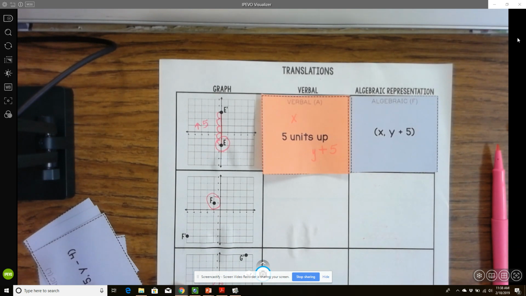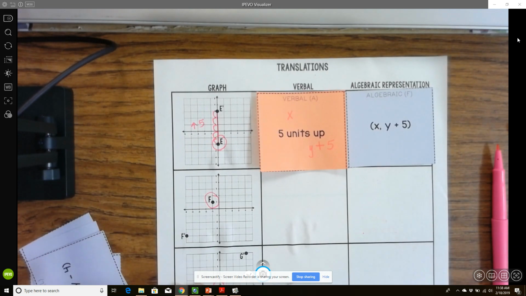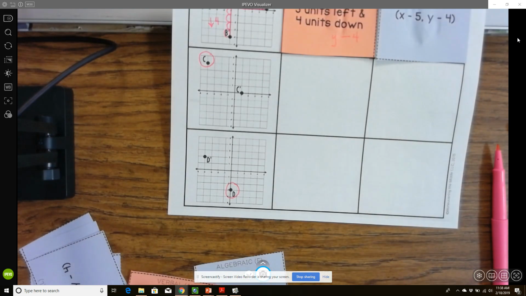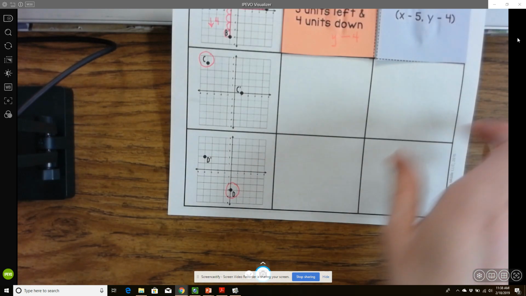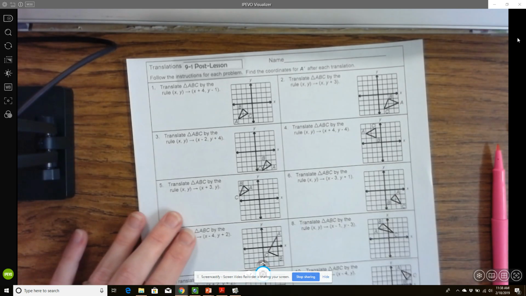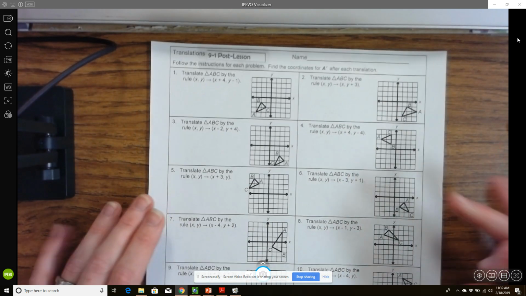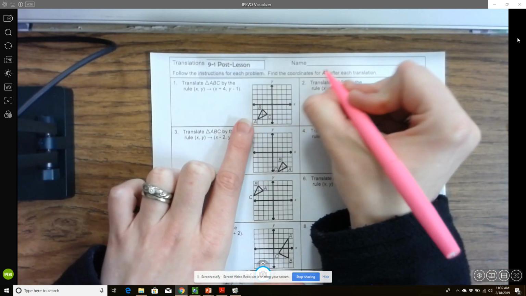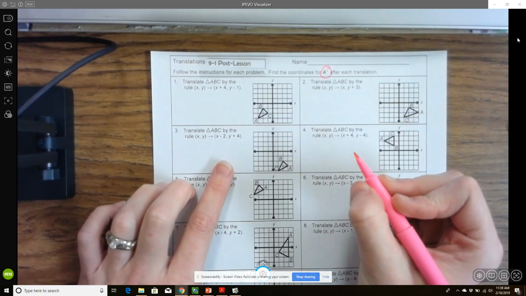So that leaves you with 5 problems to do on your own. 3 on the back here, and then the 2 on the front. Now the next page you have is this one, where you're actually going to draw the transformations. So it says, follow the instructions, find the coordinates of A prime.